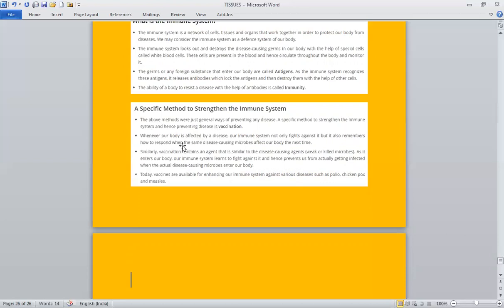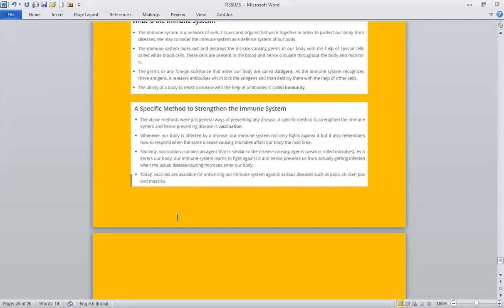Vaccination. Whenever our body is affected by a disease, our immune system not only fights against it, but it also remembers how to respond when the same disease-causing microbe affects the body next time. Similarly, a vaccine contains an agent that is similar to the disease-causing agent, in a weakened or killed microbe form. As it enters the body, our immune system learns to fight against it and hence prevents us from actually getting infected when the actual disease-causing microbes enter our body.